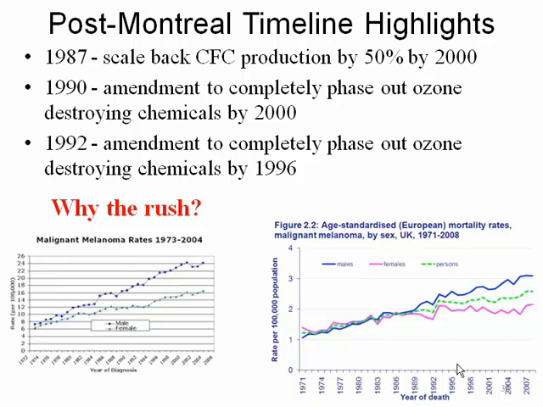Three years later, countries passed an amendment to completely phase out ozone-destroying chemicals by 2000. Only 2 years after that, and 5 years after the original agreement, an amendment was passed to completely phase out ozone-destroying chemicals by 1996, less than a decade later. And if you think about this as a global agreement and a global set of actions, you might wonder why there was such a rush following the initial protocol agreements.